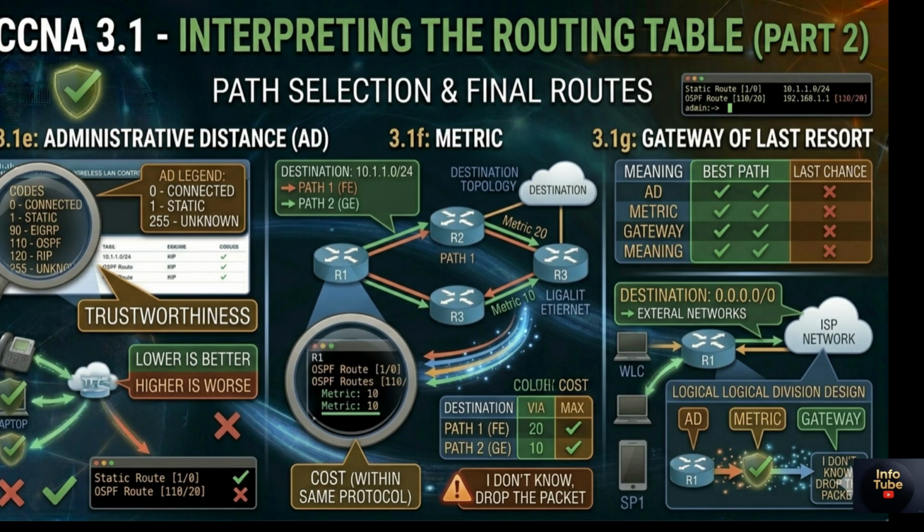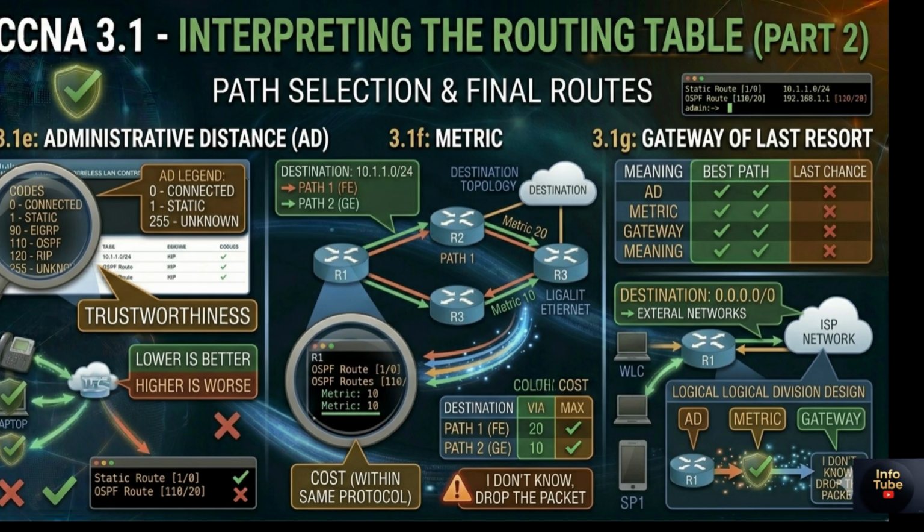3.1f. Metric. If a router has two paths from the same protocol, like two different OSPF paths, it uses the metric to break the tie. The metric is the cost of the path. A lower metric usually means a faster or shorter path. Think of it like GPS. If both paths are on the same highway, the metric is the one with less traffic or fewer miles.